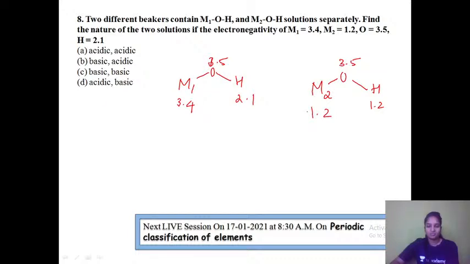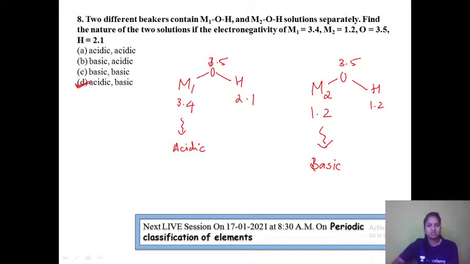Correct? Definitely, more electronegative means it would be on the right hand side of the periodic table, and on the right hand side they form acidic types of oxides, whereas this is towards the metal side, and this would form a basic type of compound. Therefore we can say option D is the right one.